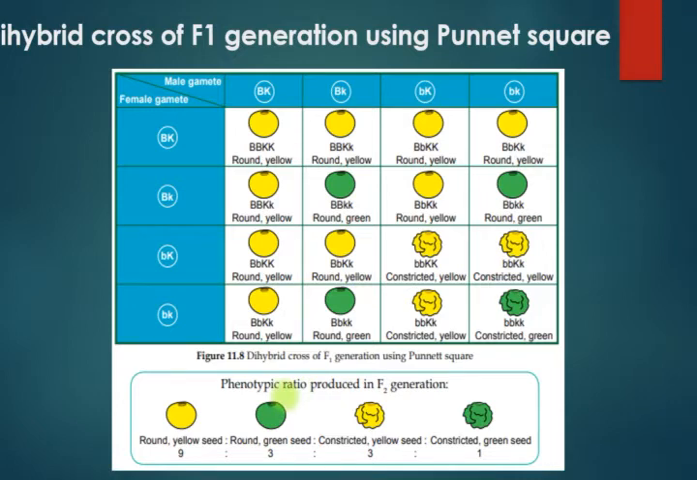So the F2 generation is produced when the F1 generation is self-crossed, and then we have to use the Punnett square to determine the F2 generation. So what is the phenotypic ratio of the F2 generation? 9 round and yellow seed, 3 round and green seed, 3 constricted and yellow seed, and 1 constricted and green seed. That is the phenotypic ratio produced in the F2 generation.